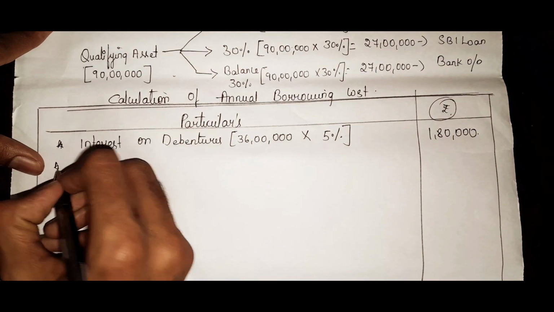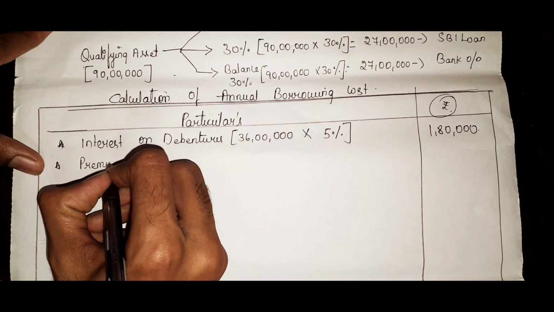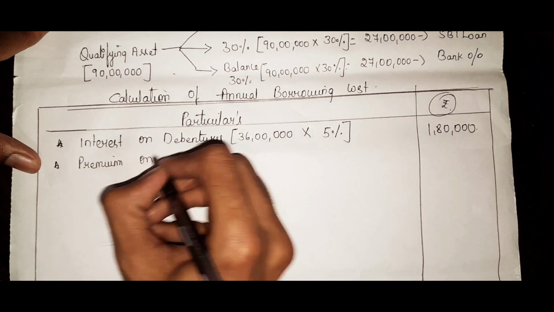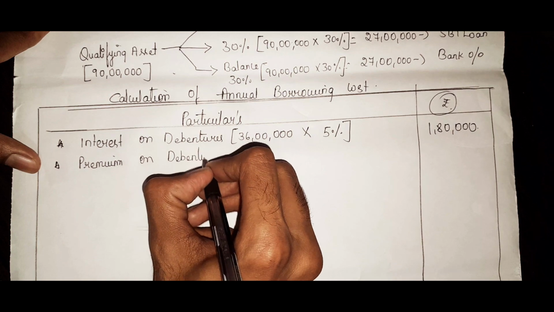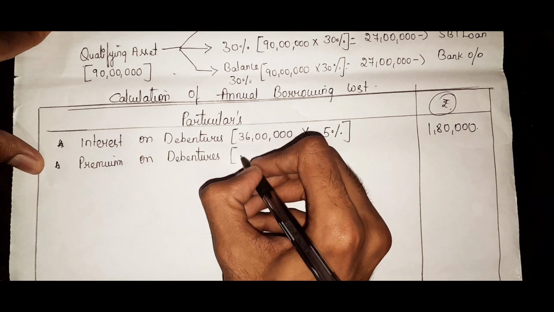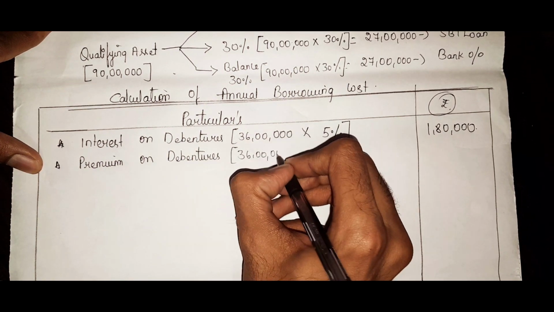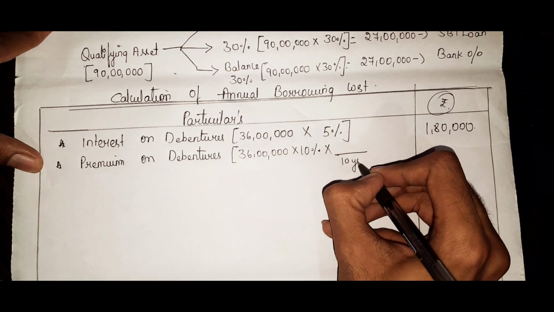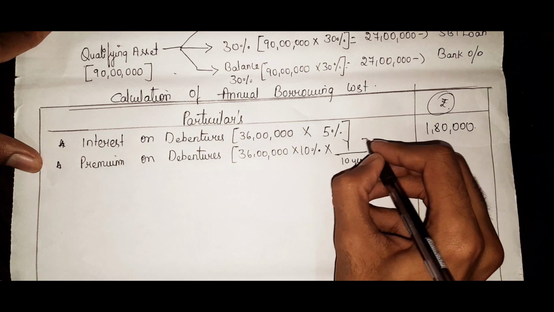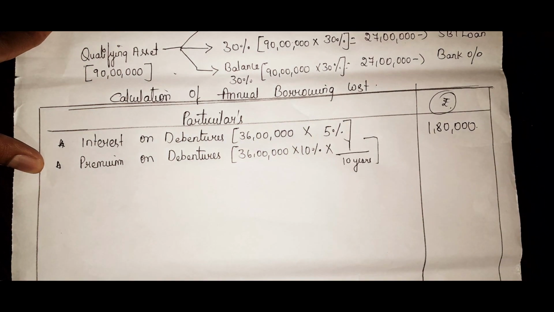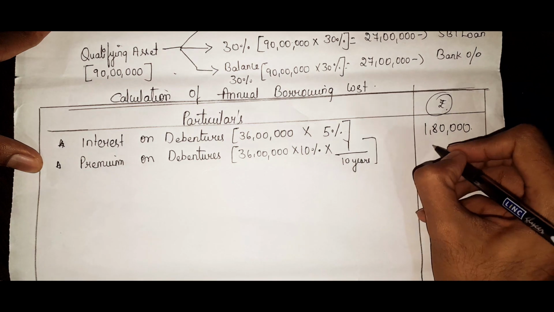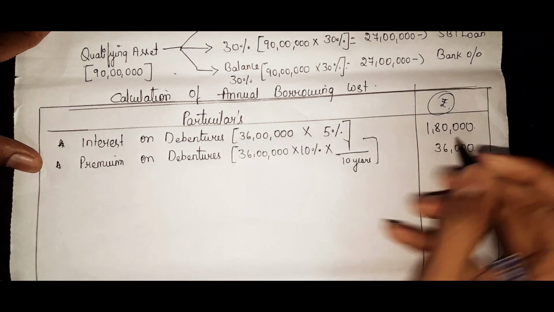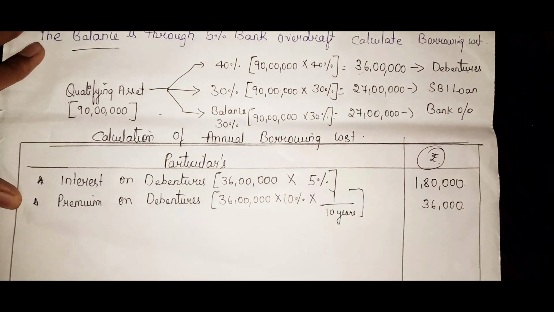So we should write that premium on debentures. What is the total value of debentures? It is 36 lakh and at 10% premium after 10 years. So they are repaying after 10 years, but we want only 1 year's expenses. So 36 lakh into 10% into 1 divided by 10 will be 36,000. Next we have SBI loan.